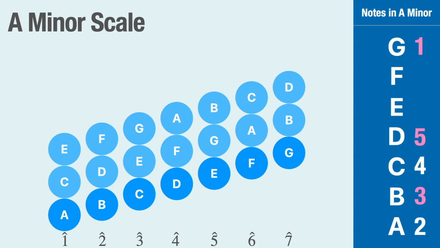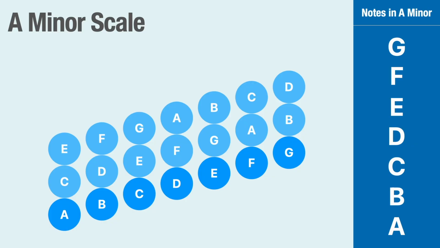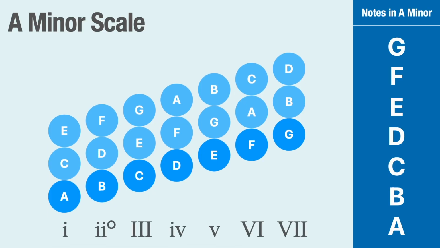These are the diatonic chords built on the natural minor scale. Here are the Roman numerals. They're different from the ones we used in major diatonic triads because the triad qualities are different.